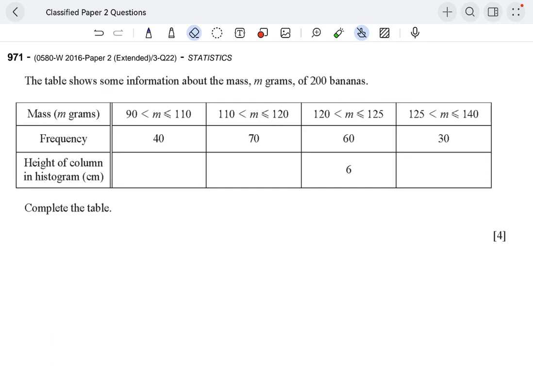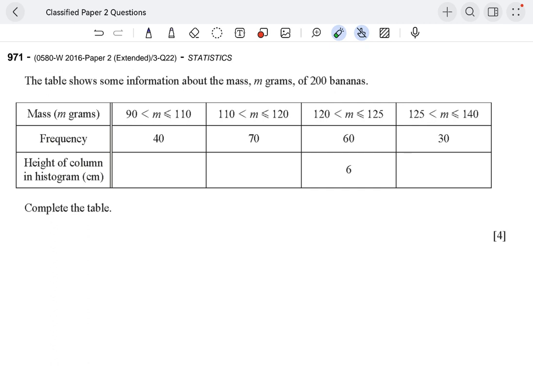Statistics 2016. Here is a question that represents information about 200 bananas, their mass in grams. For example, we have 40 bananas, their mass is more than 90 and less than or equal to 110 grams, and 70, their mass is more than 110 and less than or equal to 120 grams, and so on. So we have a frequency table.